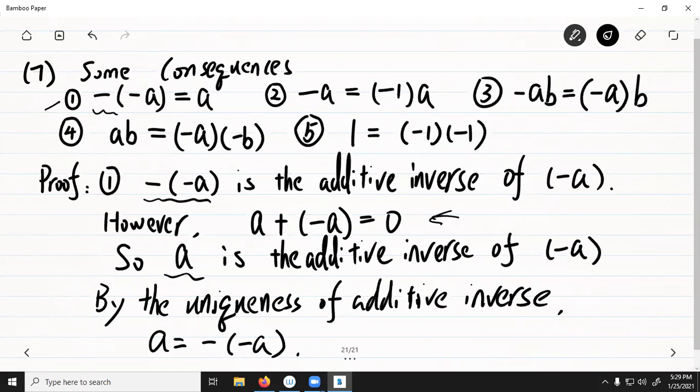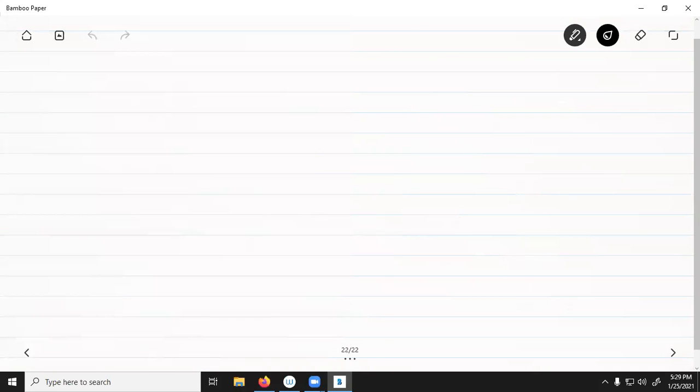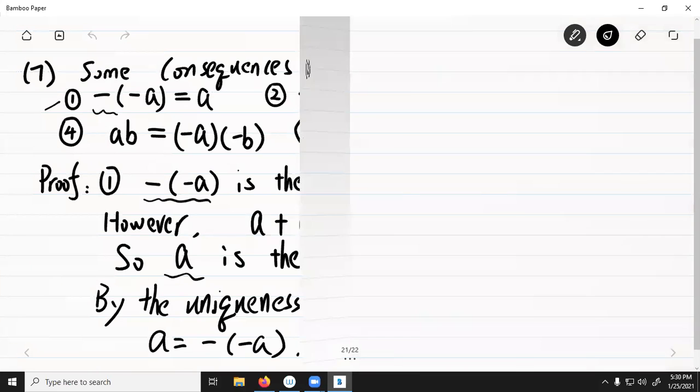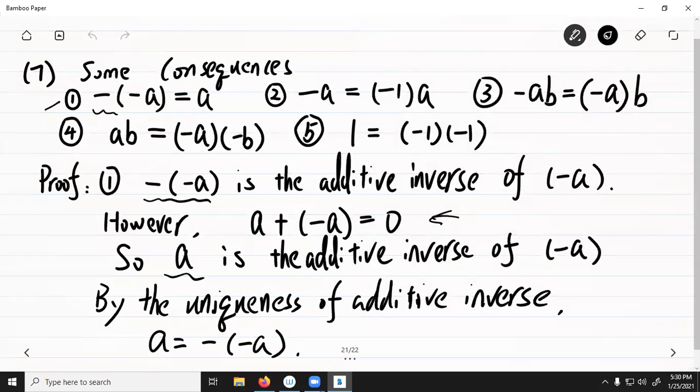Okay, so we can use a similar way to prove the second one. The second one is negative A equals negative 1 times A. I just write it since we changed the page. Yeah, this is the second one, right? So the idea is the following. This is the second one we want to prove: negative A equals negative 1 times A.